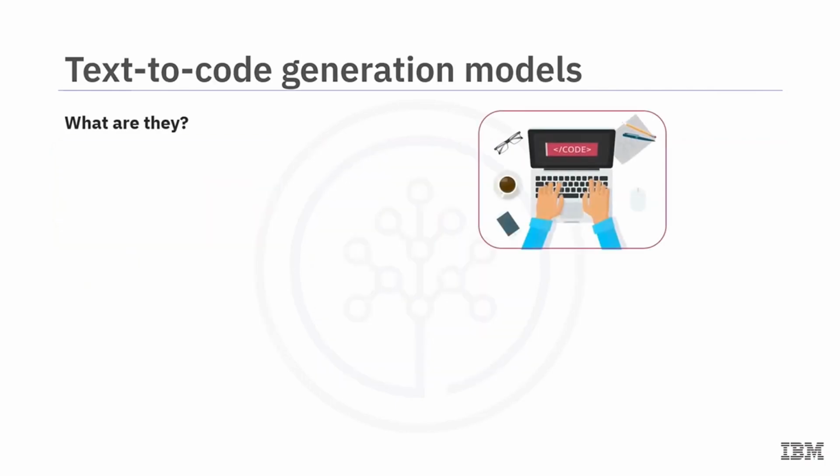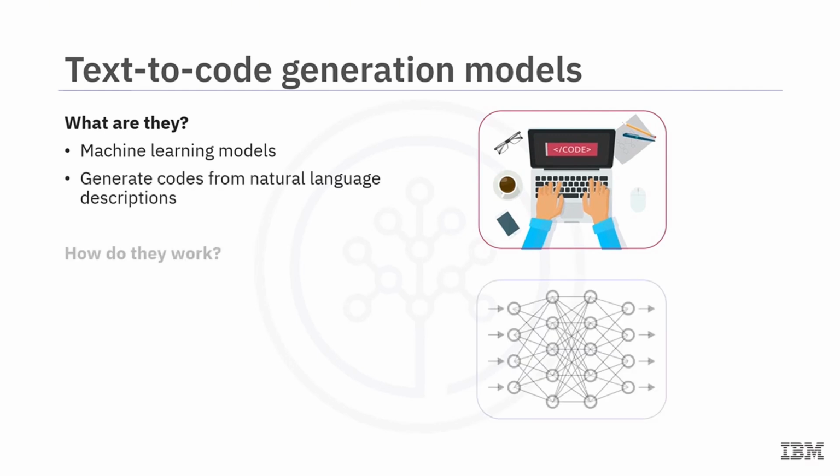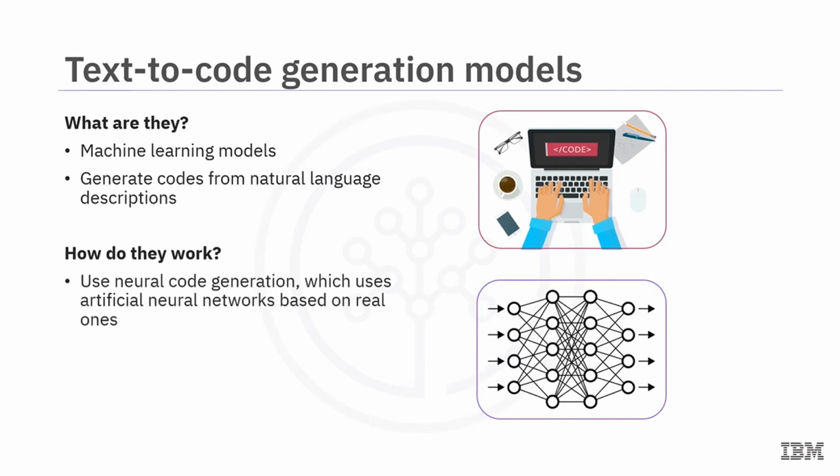Text-to-code generation models are a type of machine learning model used to generate code from natural language descriptions. The models use generative AI to write code through neural code generation. Neural code generation is a process that uses artificial neural networks loosely based on neural networks in the human brain. These neural networks are trained on a substantial data set of code examples and then fine-tuned to generate code snippets, functions, and complete applications.